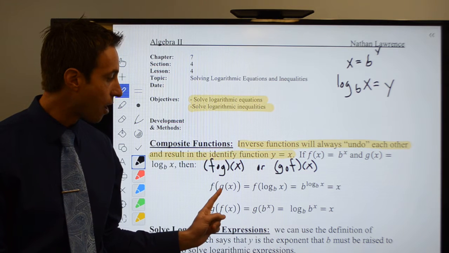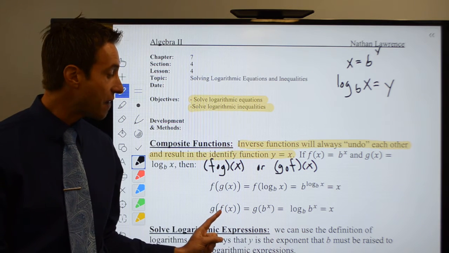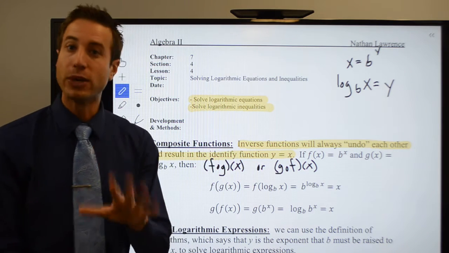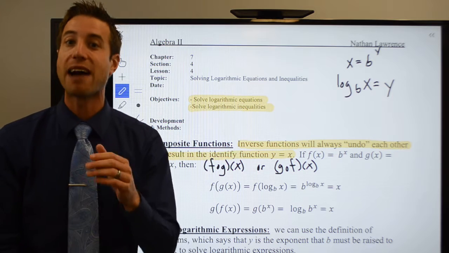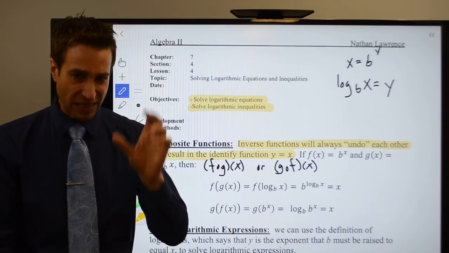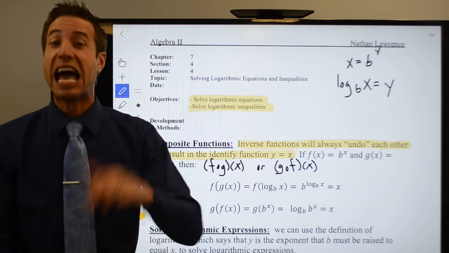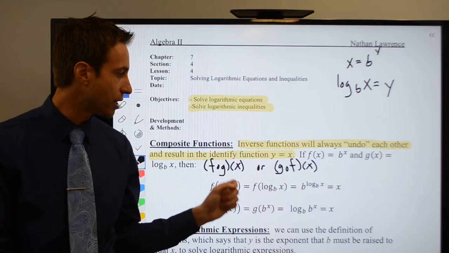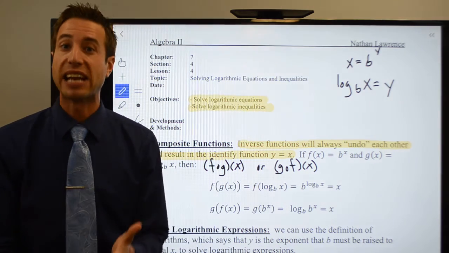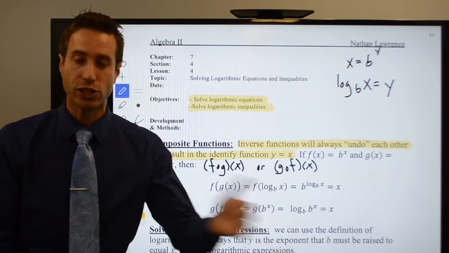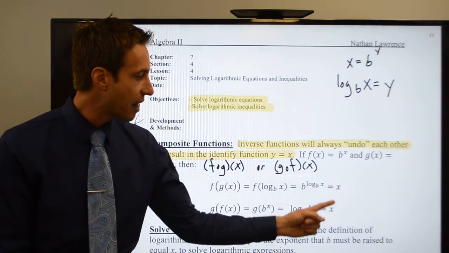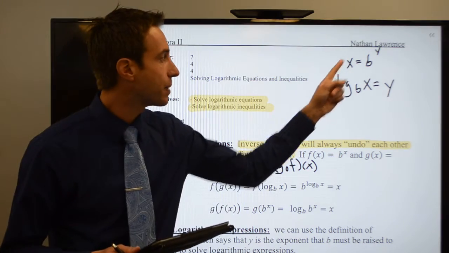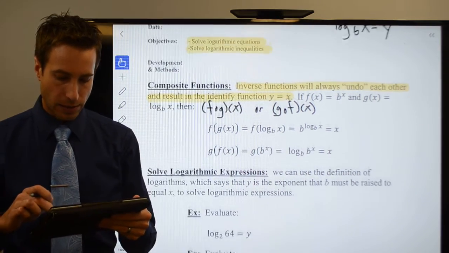This one is f of g of x. This one's g of f of x. They mean the exact same thing; it's just slightly different notation. But we talked about the fact that if you have inverse functions and you do the composite of those inverse functions, either f of g of x or g of f of x, the inverse functions undo each other. They cancel each other out, and you're left with just an x, which is exactly what's going to happen here for exponentials and logarithms. Let me show you.